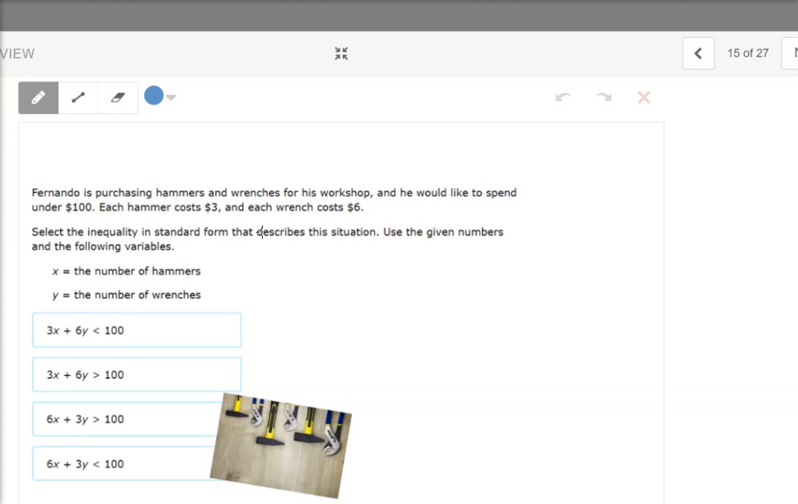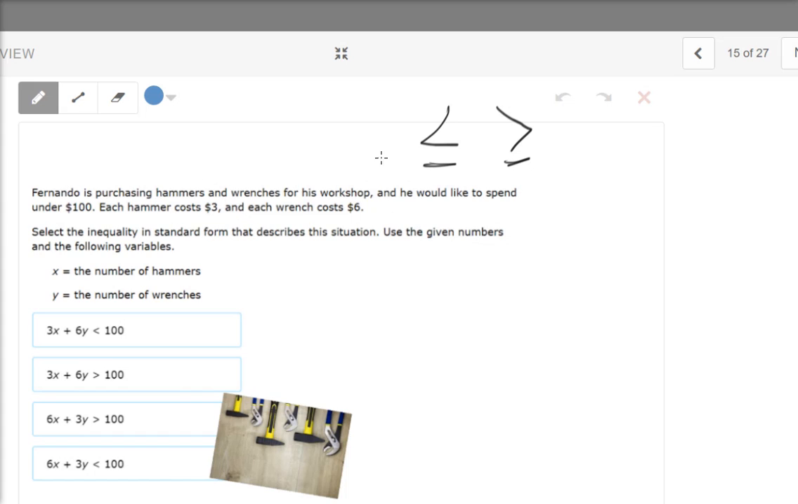Okay, the last question on here is regarding an inequality. Inequalities don't have an equal sign. They have one of these two. It's got either smaller than or greater than. Sometimes we include the amount that we're talking about.